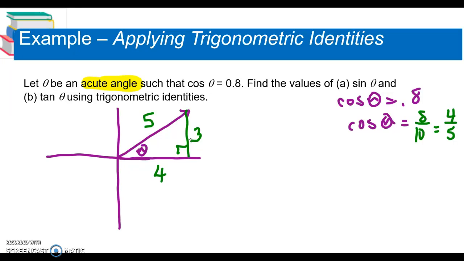So now if I want to find the sine of this angle, it would equal opposite over hypotenuse, or y over r. And if we want to find the tangent, we could either use sine over cosine, or we can use opposite over adjacent, and that will give us 3/4.